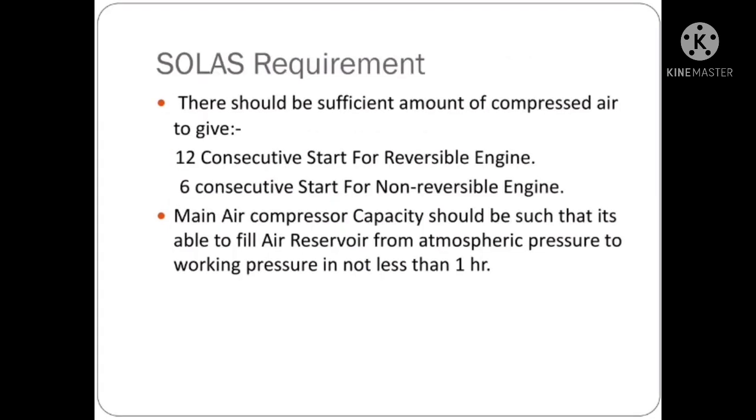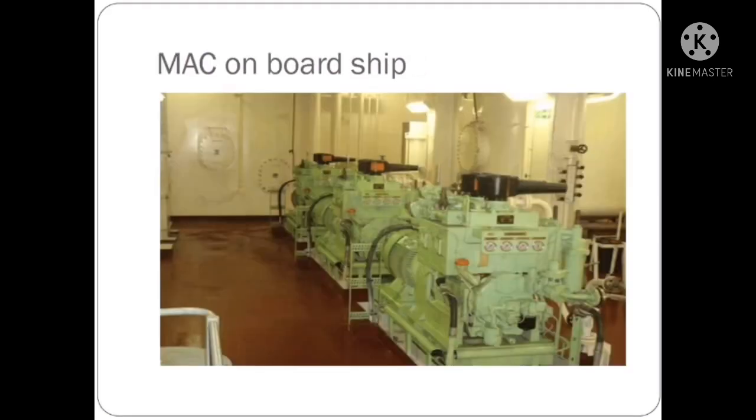There is a class requirement for the compressed air available on board ships. So there should be a sufficient amount of compressed air on board ships to give 12 consecutive starts for a reversible engine, 6 consecutive starts for non-reversible engines. The air compressor capacity should be such that it should be able to fill the air bottle from atmospheric pressure to the working pressure in less than 1 hour. I have just shared pictures of the main air compressor which I had on my ship.